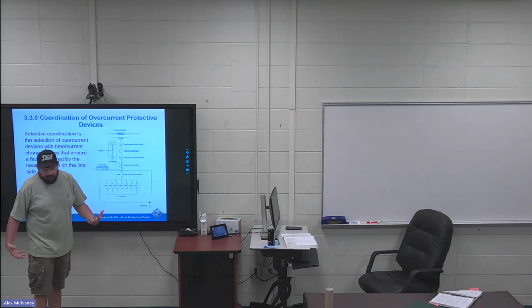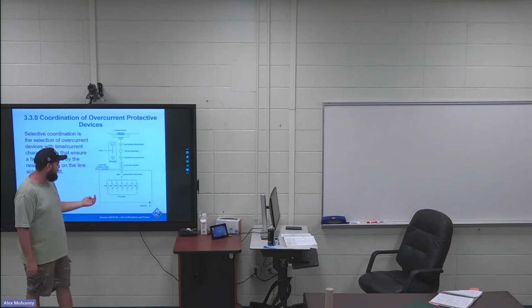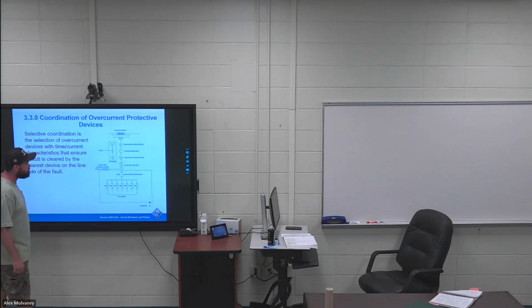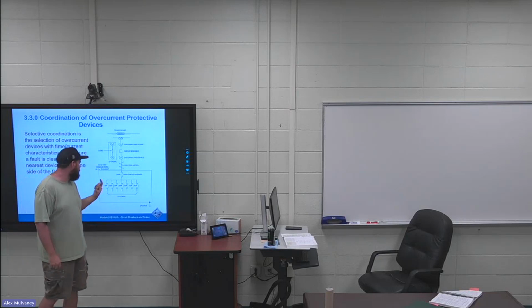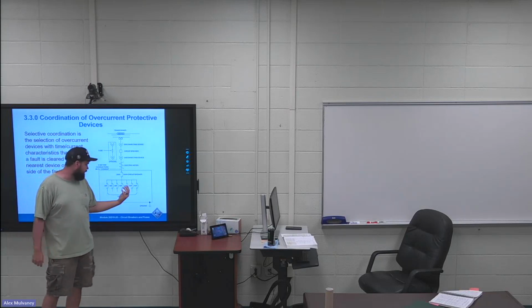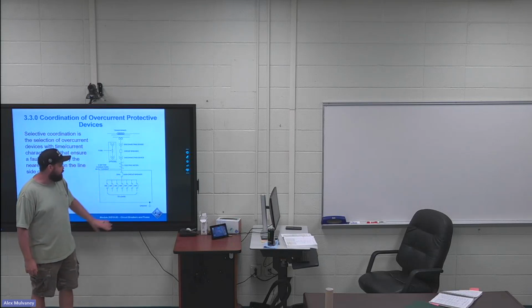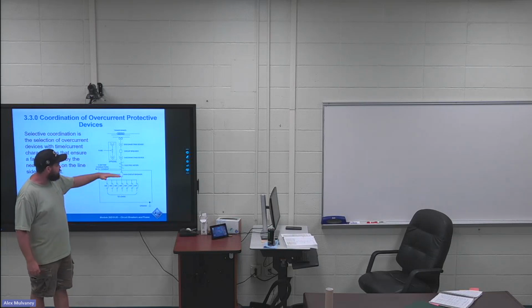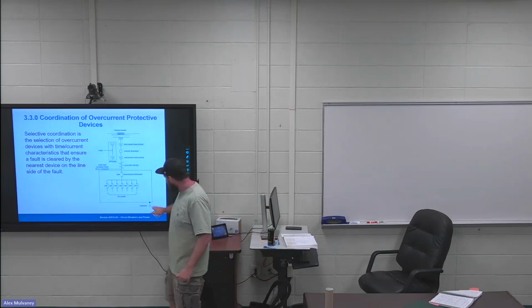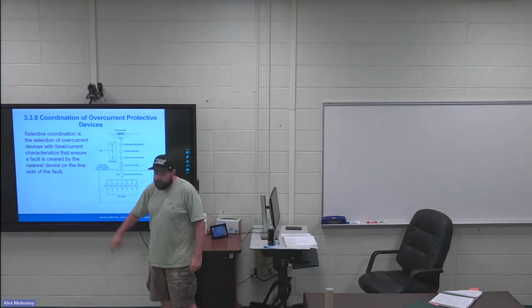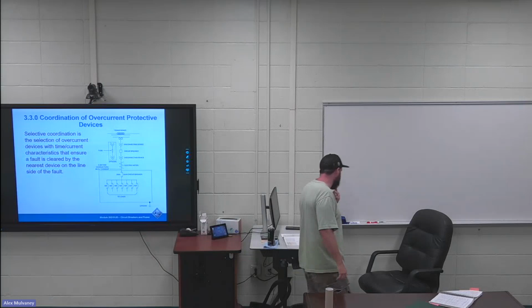Same thing at your house. Say these were 20 amp circuit breakers at your house and you've got a 200 amp main. You don't want your kids hooking up 5 toasters and a hairdryer on one 20 amp load and your whole house to trip out. You want that one circuit breaker to trip out. That's what coordination is. That's making sure that your stuff is in line so that the device closest to the load trips and it's not going to affect other stuff in the same system. So that's what coordination is.